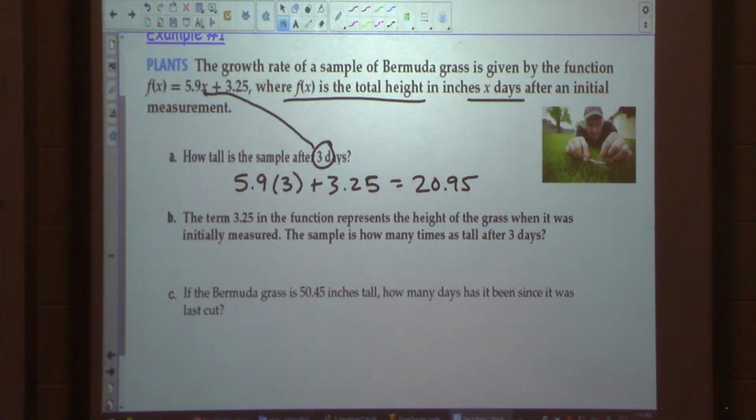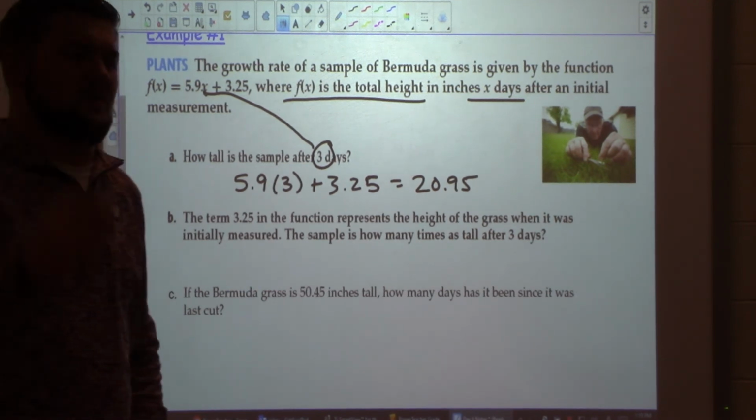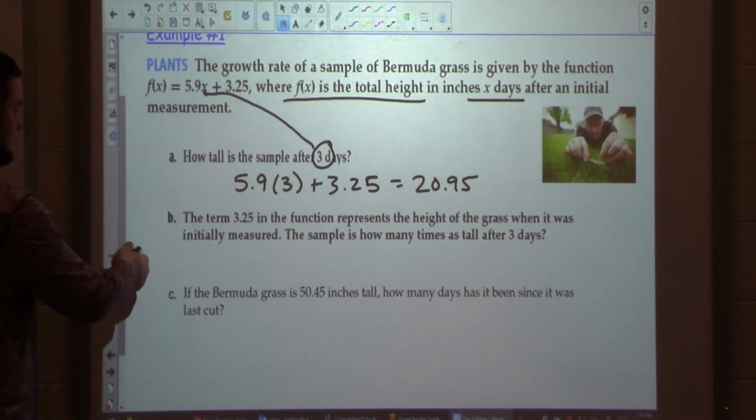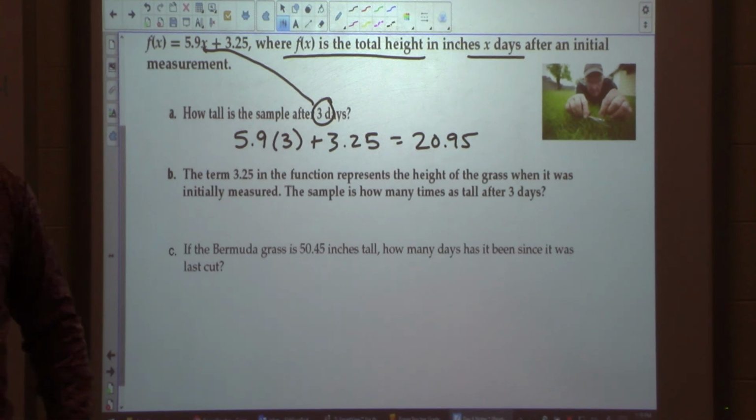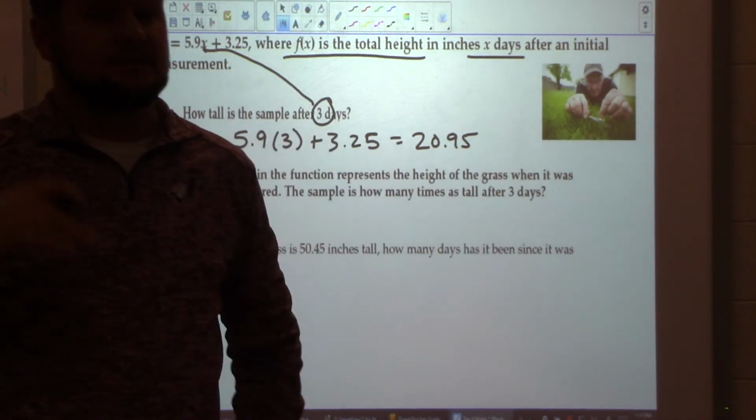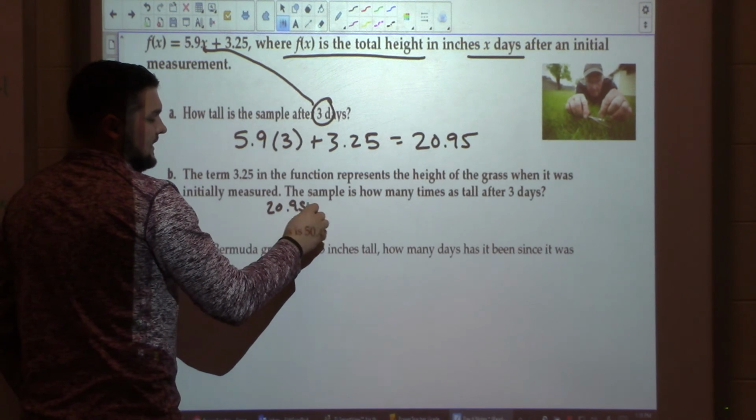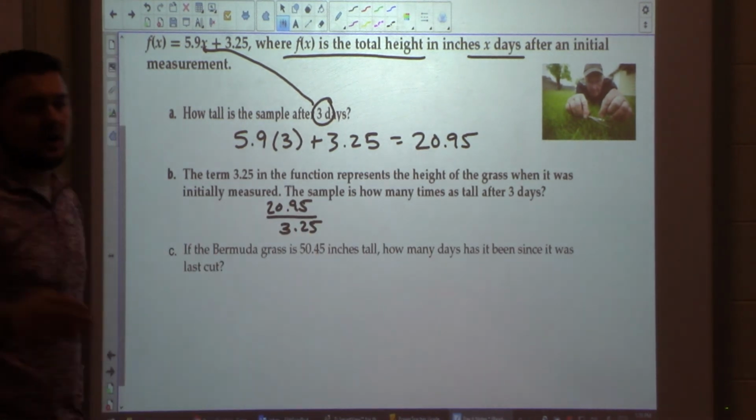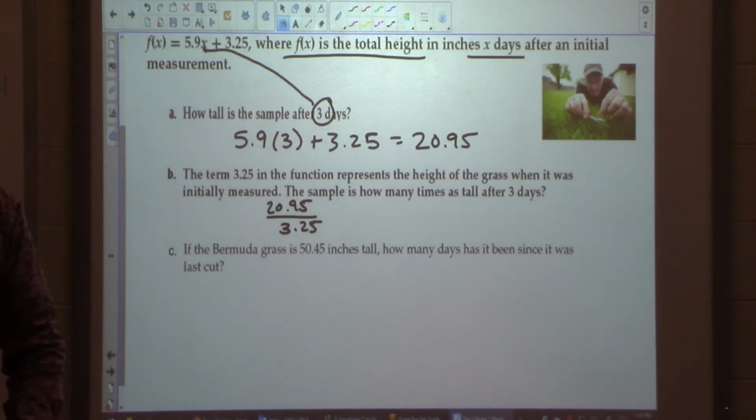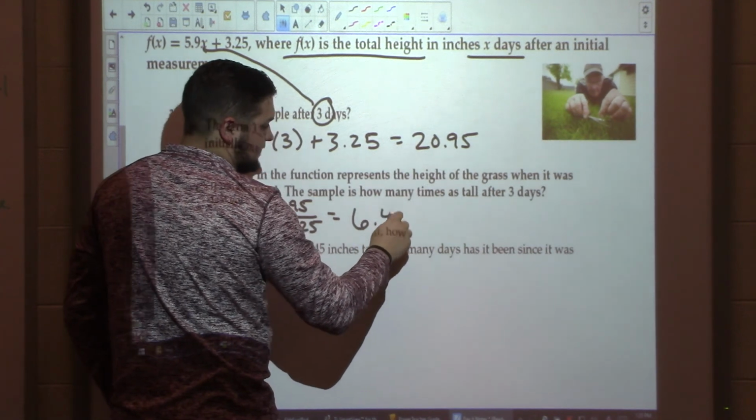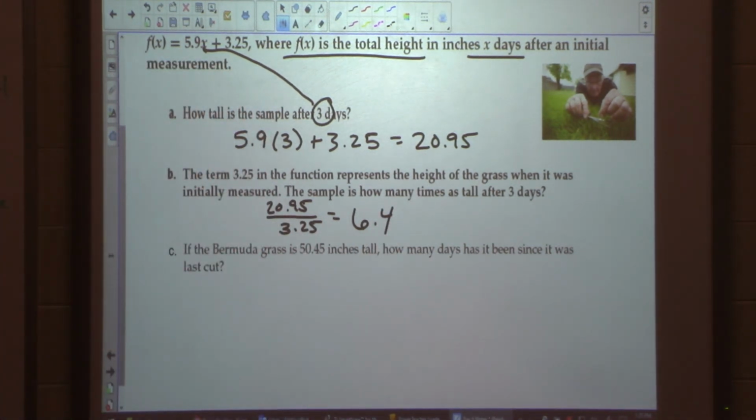Part B here. The term 3.25 in the function represents the height of the grass when it was initially measured. The grass is how many times as tall after 3 days? 6.4. How do you figure that out? Divide by 3.25. You divide how tall it is by what it started at, right? That'll give us how many times bigger it has gotten. So if we take what we have after 3 days, 20.95, and divide by how tall it was to begin with, that'll tell me how many times bigger it has gotten. What did you say it is? 6.45 times. 6.4. Good enough for me.